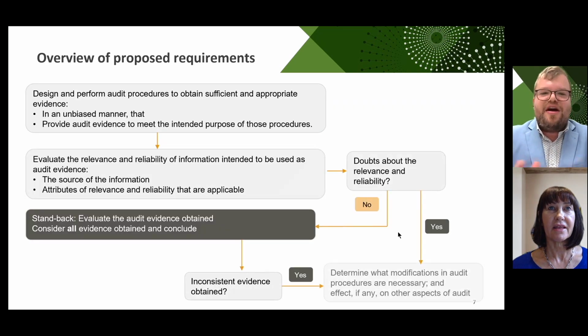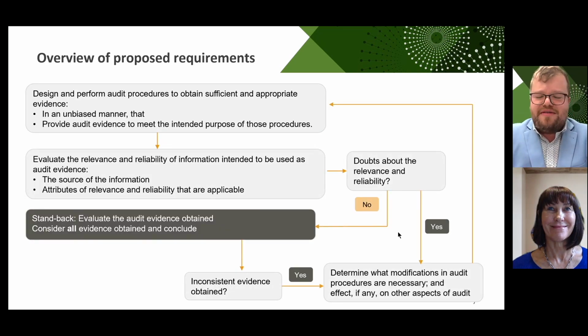Now let's look at the overview of the proposed requirement. This slide gives us an overview of the whole standard. It's a relatively short standard. In fact, there are only 7 paragraphs in the requirements section, with plenty of application material to assist auditors. The last item we're going to discuss today is what's highlighted on the screen, the new stand-back requirement.